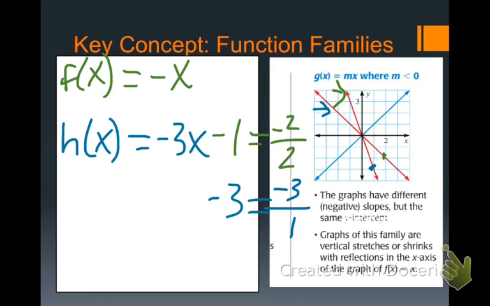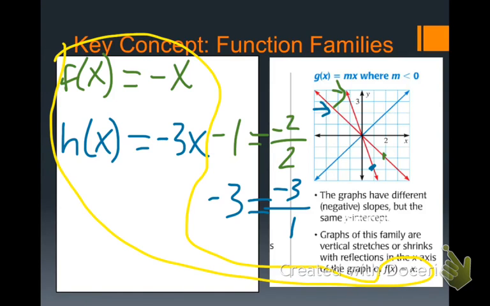So this time our function family are all functions that go through the origin, but we've changed the parent function by adding a negative coefficient. And that's it for this section.